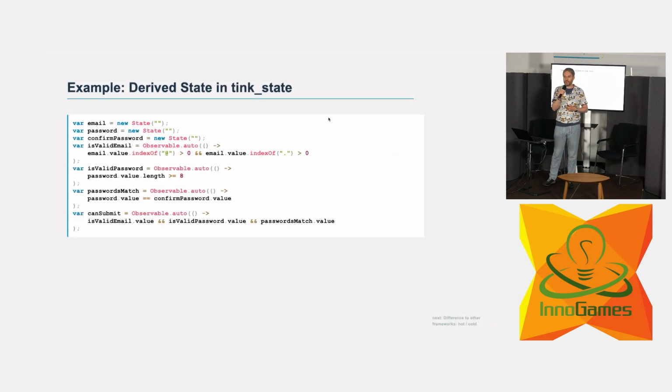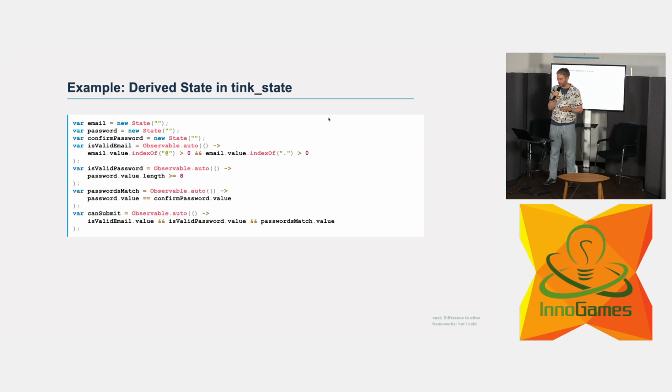Here we go back to our email example, and we now have all the knowledge to create it with Tink State. Instead of plain variables, we use new states for the email, password and confirm password. Then we already start to derive knowledge from these three states. Like is valid email, we create an auto observable, and so on. Is valid password, same thing. And at the end, we have the can submit auto observable, which derives all this validity into one true or false value.